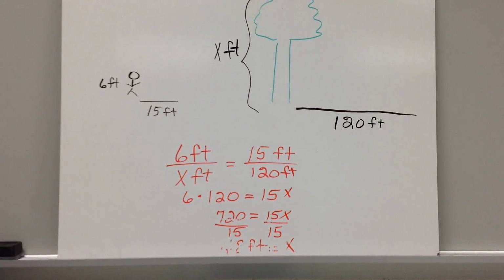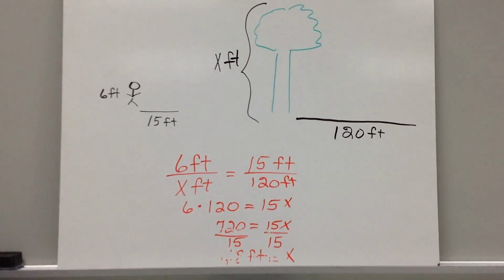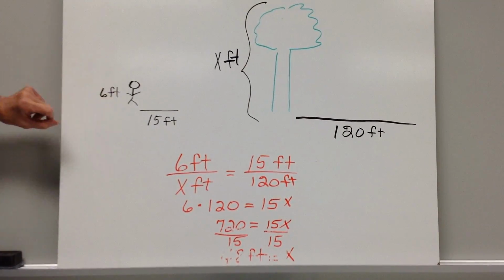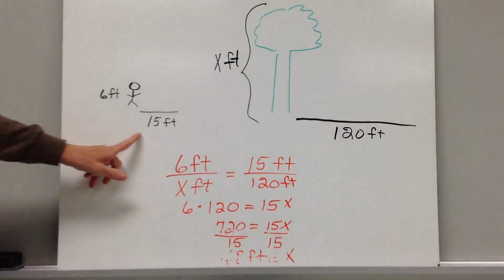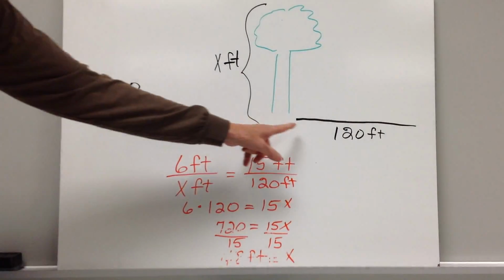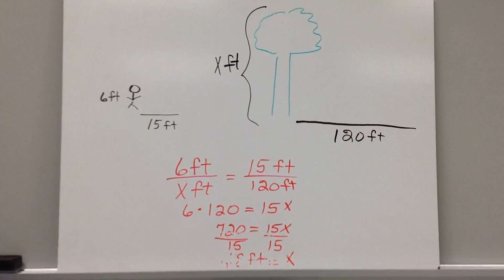Another example, I want to know the height of a tree. It would be difficult to find the height of the tree, but I could take a person, measure that person, this happens to be a 6-foot tall person, and measure that person's shadow. I can also measure the tree's shadow. That will let me set up similar figures.